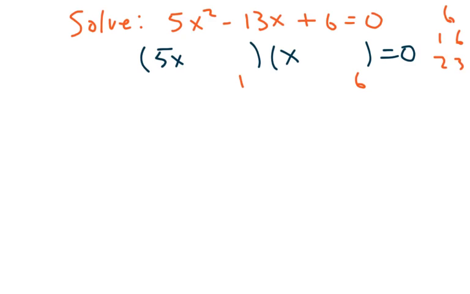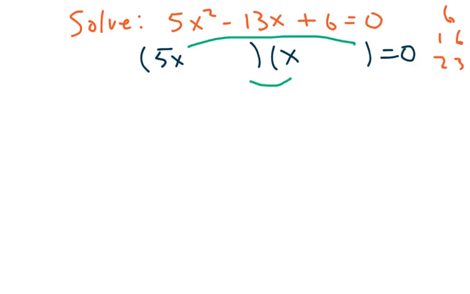Let's try a 1 and a 6. Now I want to see, this 5x is going to multiply by this number to give me 30x. And this 1 is going to multiply by the x to give me 1x. Now there's no way that a 30x and a 1x can give me this minus 13x. I can't manipulate those numbers. So it's not a 1 and a 6.